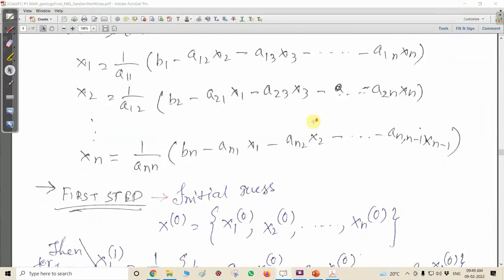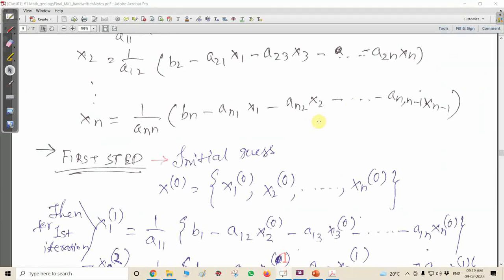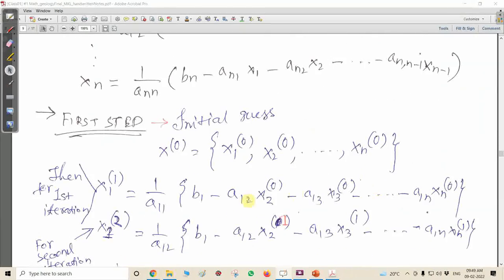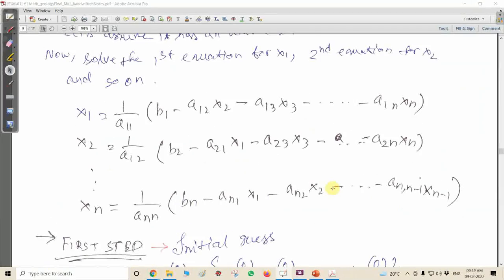For the first step, I'm considering an initial guess x0. Then for the first iteration, I'll get x1, and the iteration value I am writing here. This is not to the power, yes? In the x2 value, it's 1 by a22.